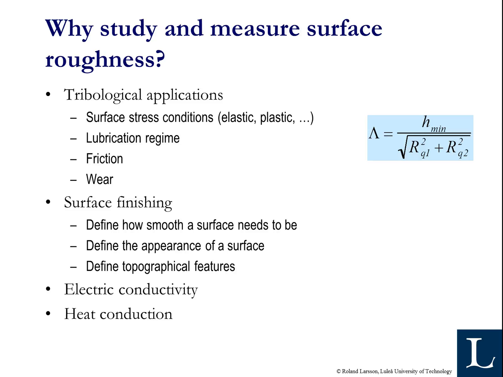And another area where surface roughness plays an important role is electric conductivity. If you have an electric switch, for example, you really need good conductivity to make it possible for the current to pass through the switch. And it's the same in heat conduction. If you really want good heat conduction, or bad on the other hand, surface roughness also plays an important role.